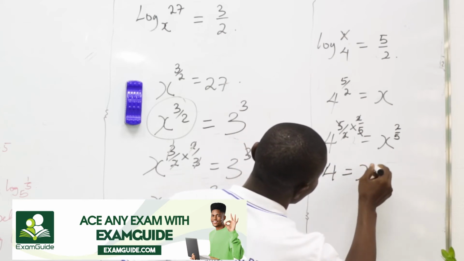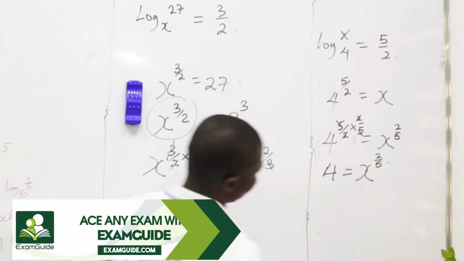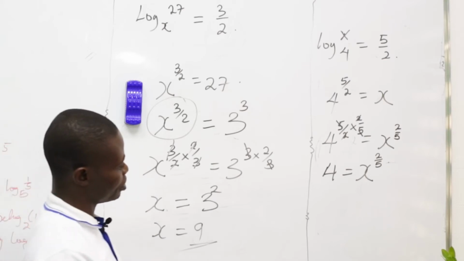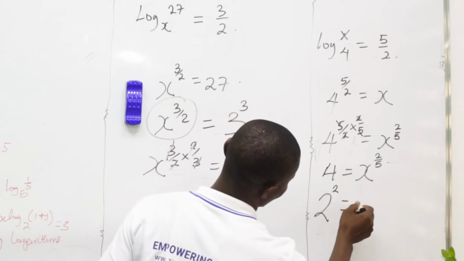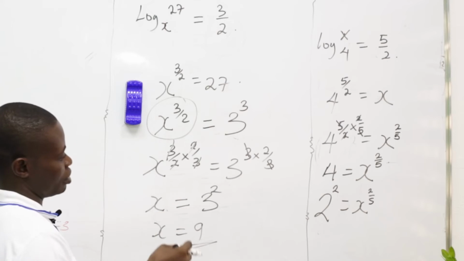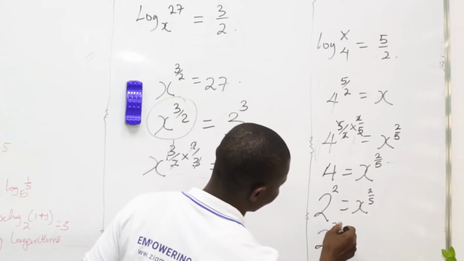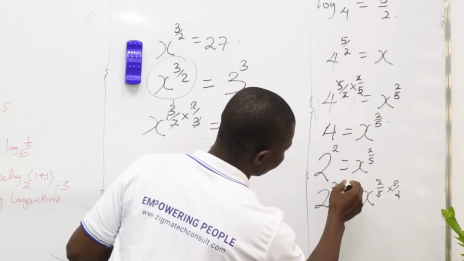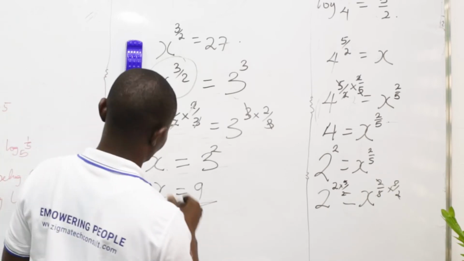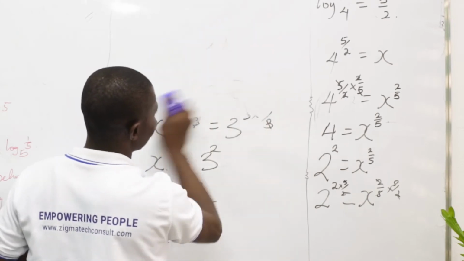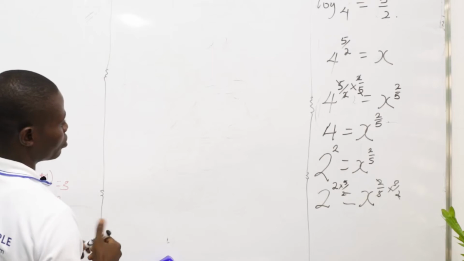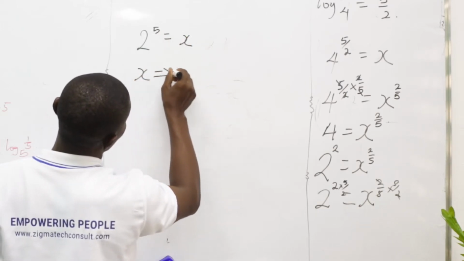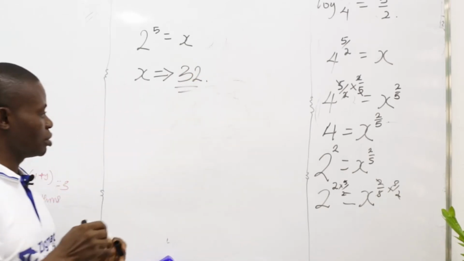So 4 equals x to the power 2 all over 5. Yet, at this point, there is no perfect relationship. But let's break down 4 to 2 raised to the power 2 equals x raised to the power 2 over 5. Let's see if we can get x. So 2 raised to the power 2 equals x to the power 2 all over 5, times 5 over 2, multiplied the same way here. Meaning that 2 raised to power 5 equals x. x implies what? 32. You have the solution for that.